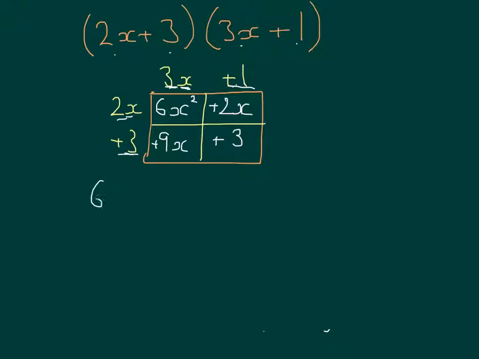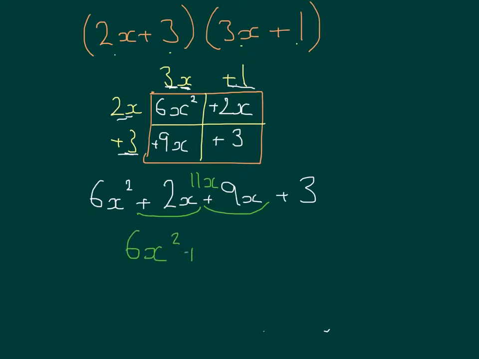We have our x squared term first, so that's 6x squared. Then we have our x terms, 2x plus 9x, and then finally we have our number on its own. Like before, do exactly as we did before. This time we notice we've got plus 2x and plus 9x. That's going to give us 11x. So our final answer is 6x squared plus 11x plus 3.